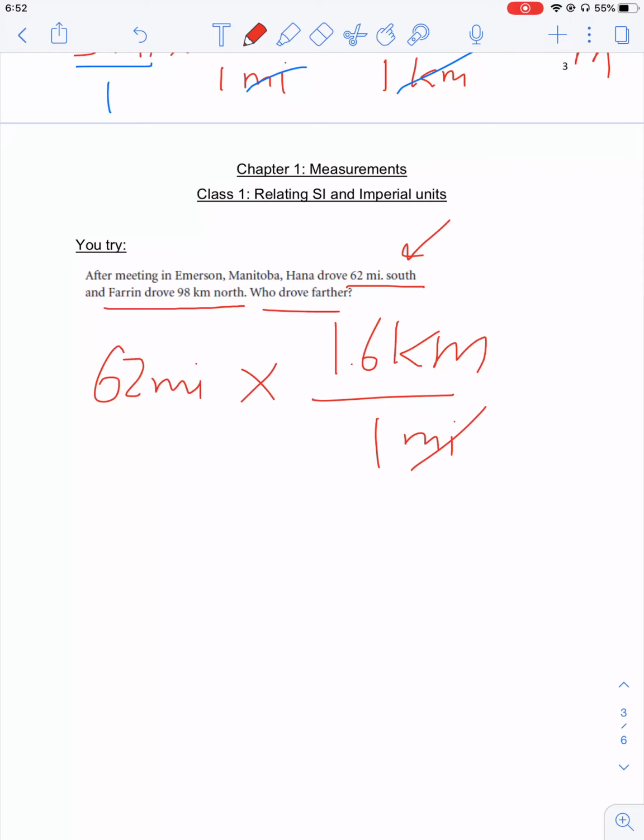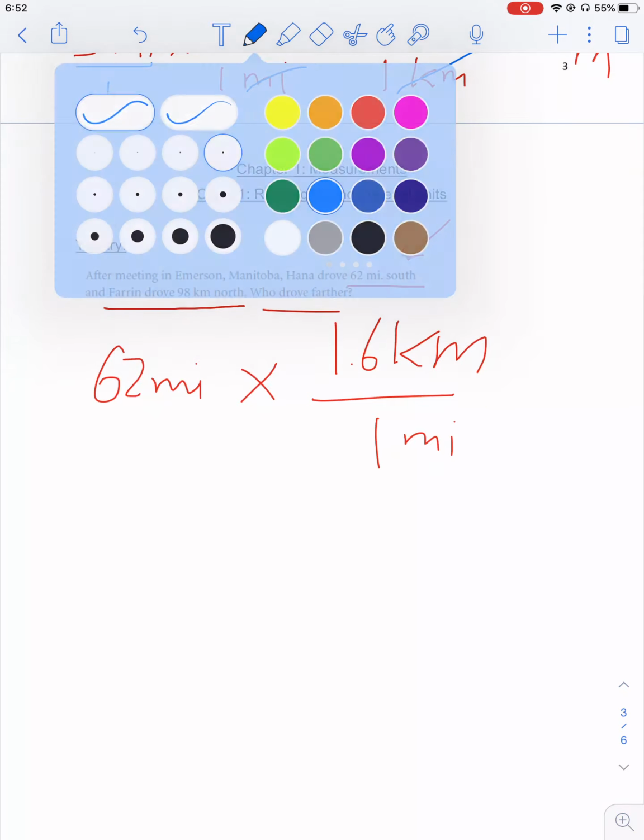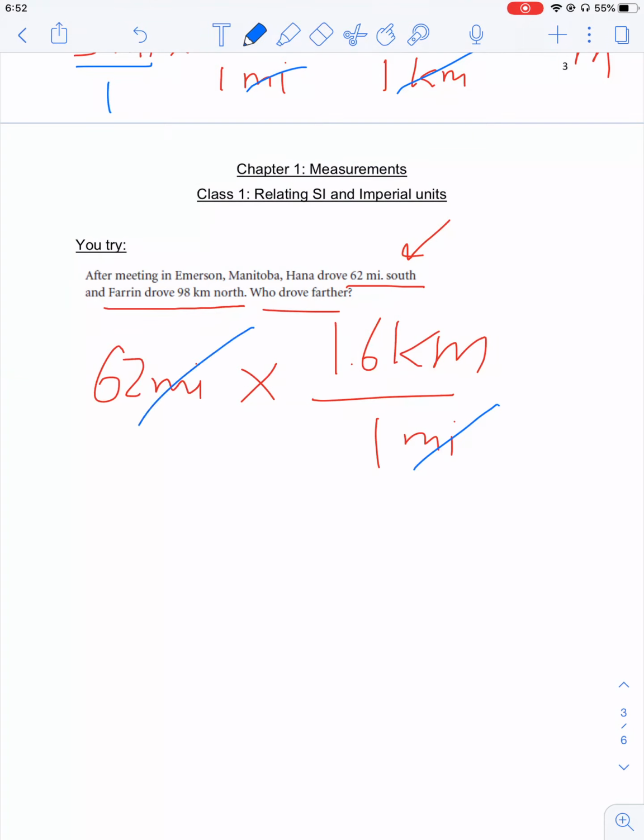And now the mile and the, you know what, let me use a different color again. Miles and the mile will cancel out, right? If your denominator is not visible, it's always 1. And when you multiply fractions, right, you have to multiply your numerators separately and your denominators separately. So 62 times 1.6 is 99.2. And 1 times 1, right? Now I have to multiply my denominator. So 1 times 1 is just 1. And the only unit that survives is kilometer.